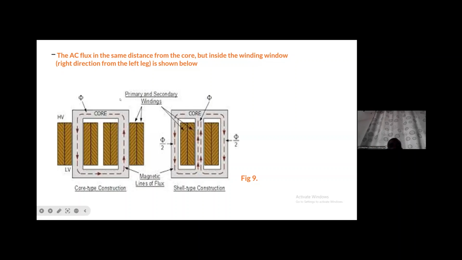So we can also see the primary and secondary windings. We see the magnetic lines of flux, right? And then we see the core. And this is at high voltage and low voltage. And we can actually spot the differences, right?